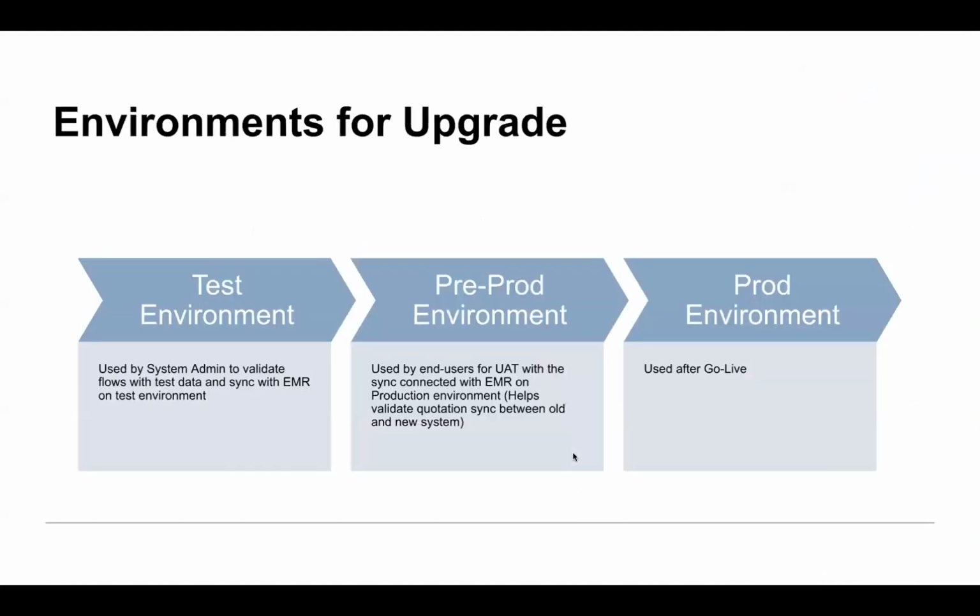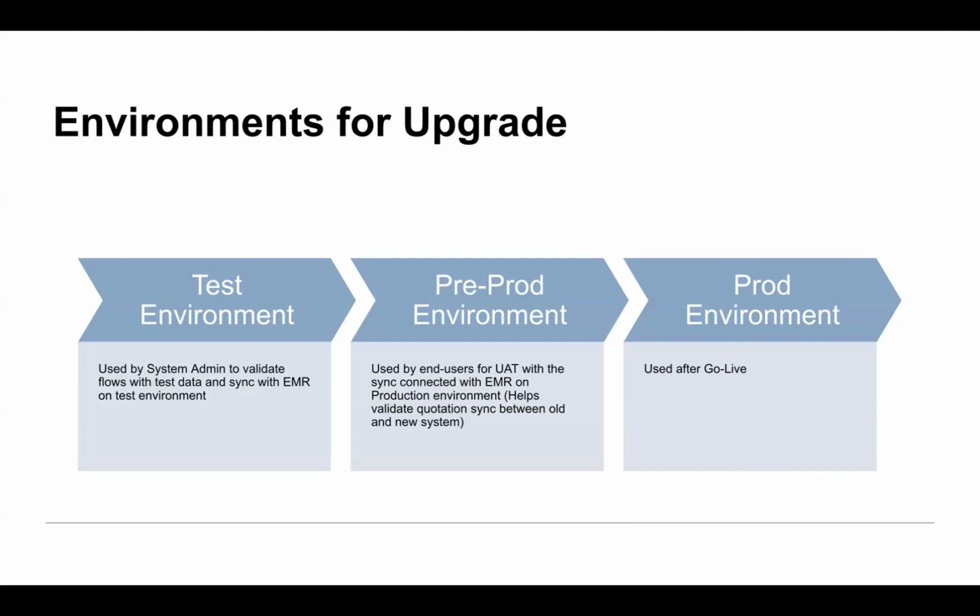Now we have taken this to migrate from OpenERP7 directly to Odoo16. As usual for the software delivery process, we set up three different environments. One is the test environment, which got deployed with all our development builds, wherein the team at JSS, the system administration and tech team, used to validate the flows with the test data, with the sync to the EMR on the test environment.